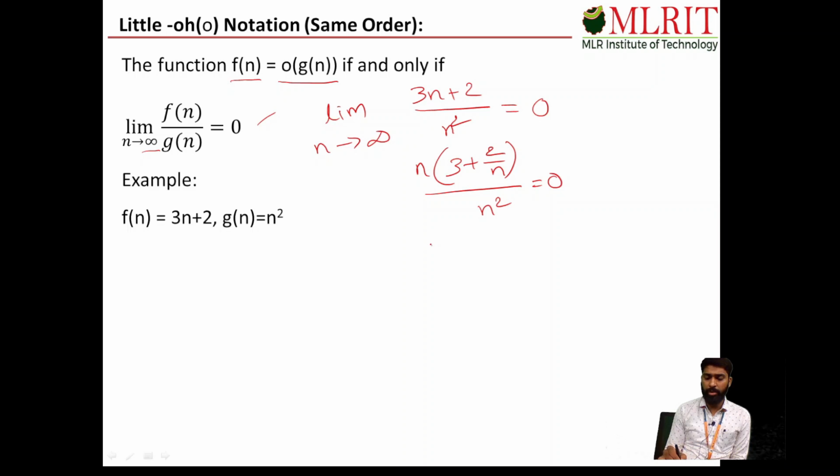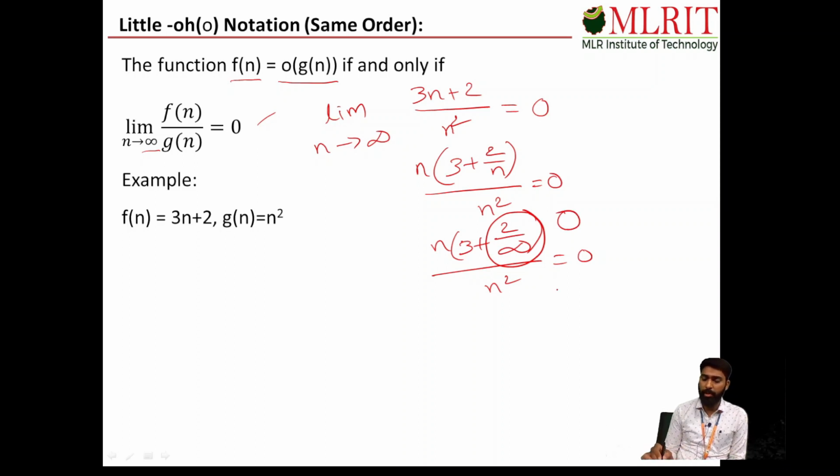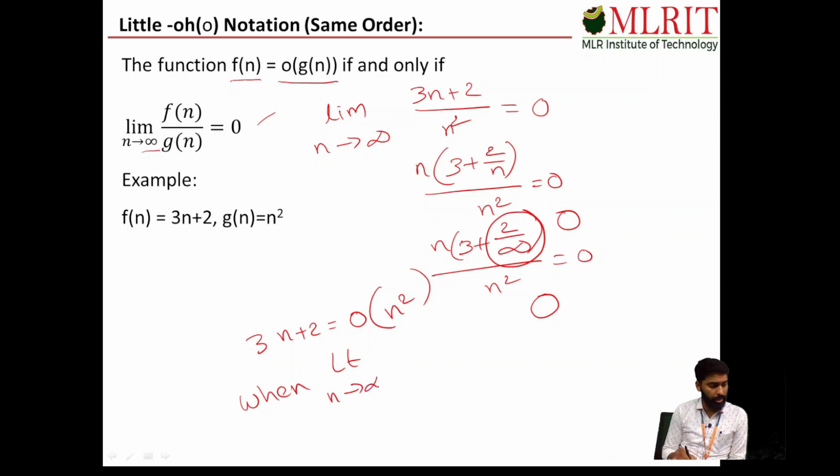Substitute n equals to infinity, 3 plus 2 by infinity, by n square equals to 0. Anything by infinity is 0. So the total will become 0. Now we say that 3n plus 2 equals to little o of n square when limit n tends to infinity, 3n plus 2 by n square equals to 0. Okay, this notation we call little o notation.